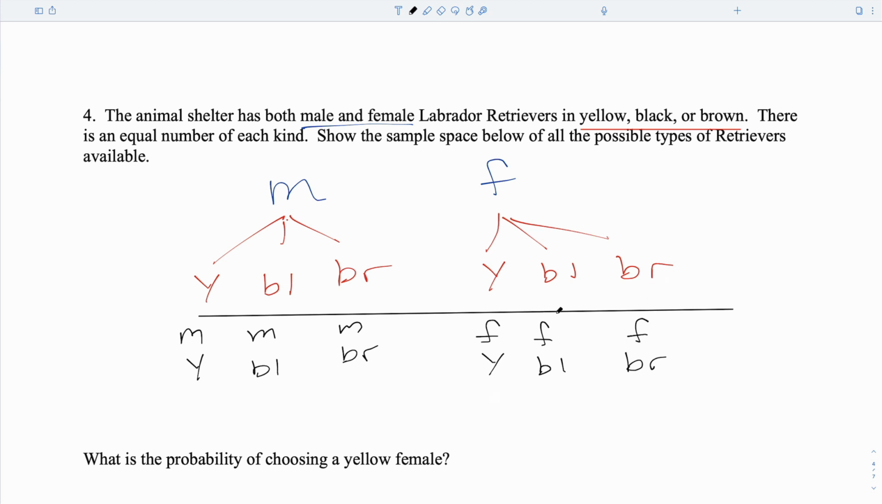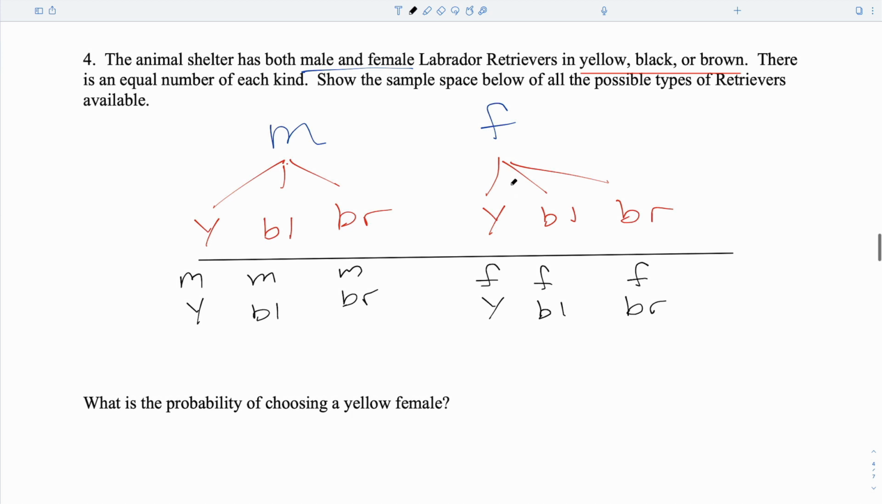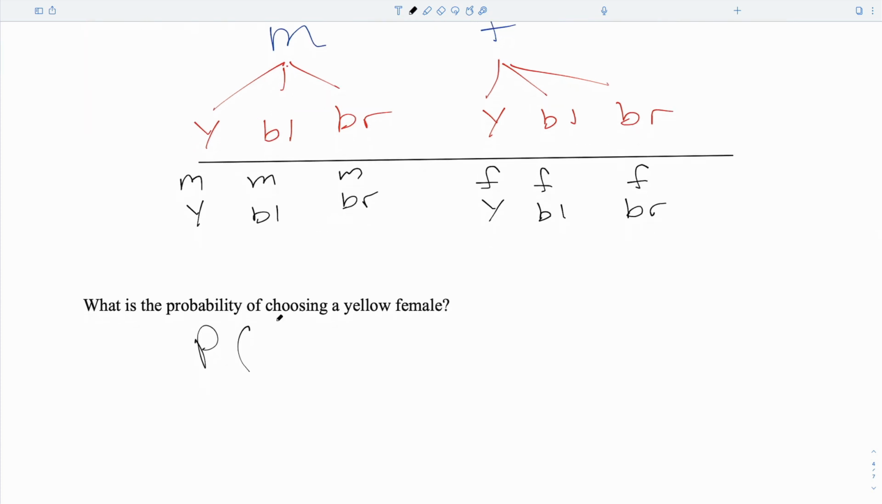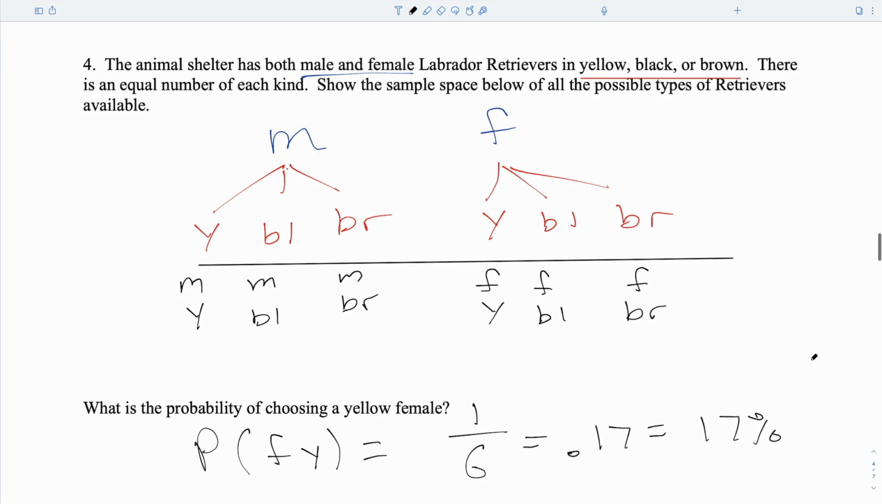Boys, 3, 2, 1. Okay, Carson, what's the probability of choosing a yellow female? Let's write probability of FY. We want a female that's yellow. What's that probability, Carson? It's 1/6, 4.17. Good.